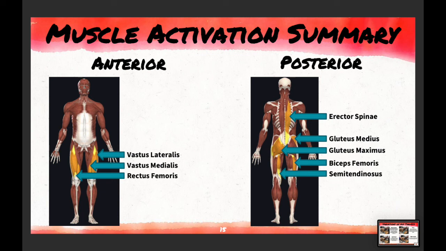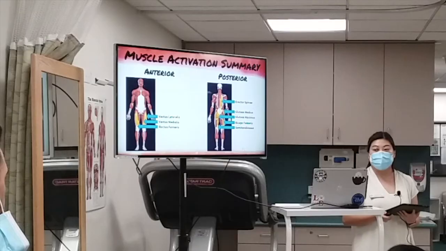So biceps femoris, the greatest activation is with the feet away, and this muscle is the greatest activated with that feet away variation out of all of the muscles. And semitendinosus has the greatest activation with feet away also.